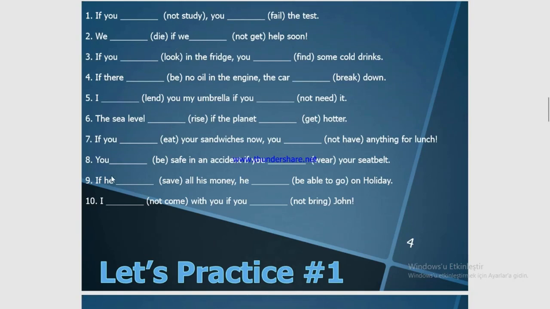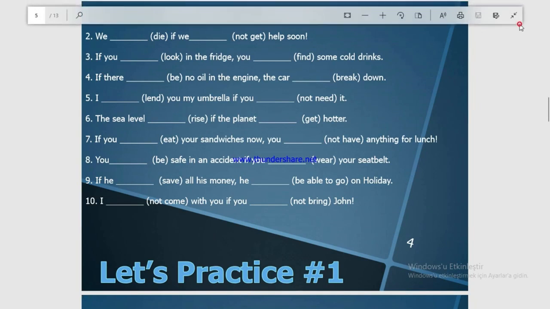So for the rest of the activities, from the 3rd one to the 10th one, I'm going to give you like 4 minutes. So you can have a look.